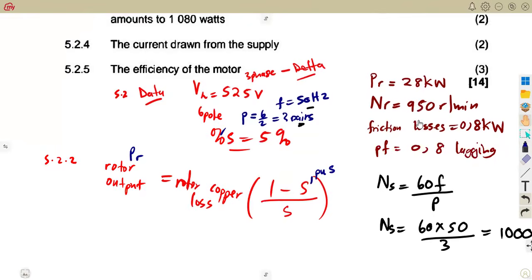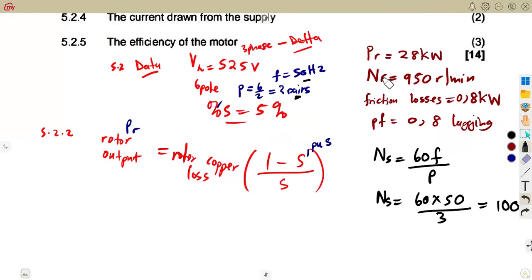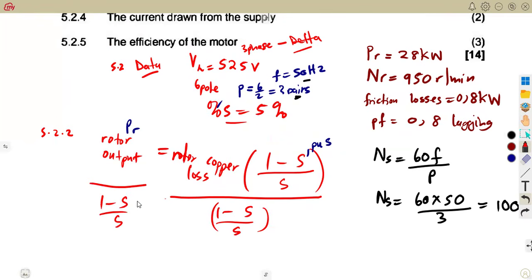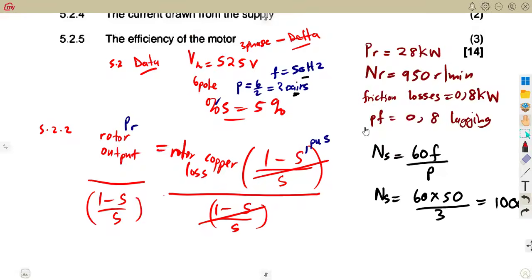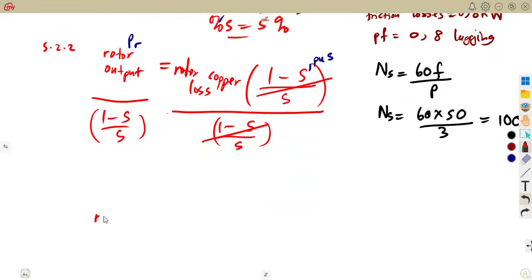So that was it, guys. Let us substitute. We're going to make the rotor copper loss the subject. We can just divide by this bracket, 1 minus S over S, on both sides. By dividing, we are making the rotor copper loss the subject. So our rotor copper loss can be determined. The rotor copper loss is equal to what?